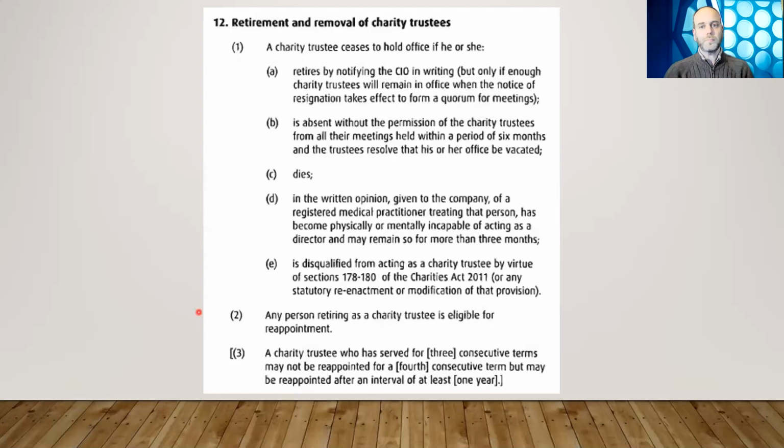And lastly, the last reason on the list for unbecoming a trustee is that you are disqualified from acting as a trustee. So you're declared bankrupt, or you've been investigated by the Charity Commission in connection with another charity that you're a trustee of, and some action is taken that says you're off the lists. Okay, so those are the reasons. That's how you unbecome a trustee.